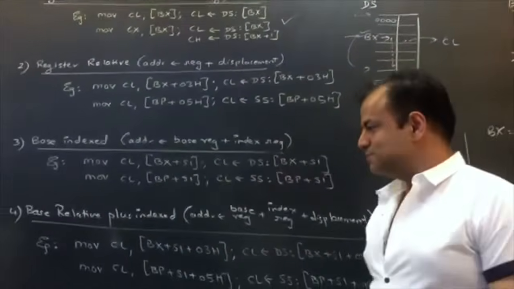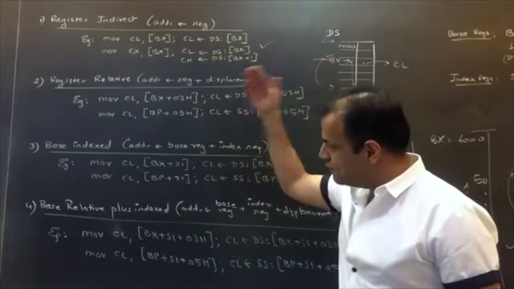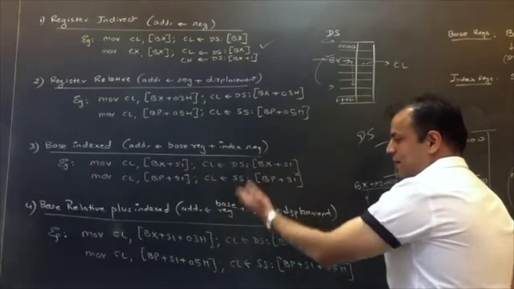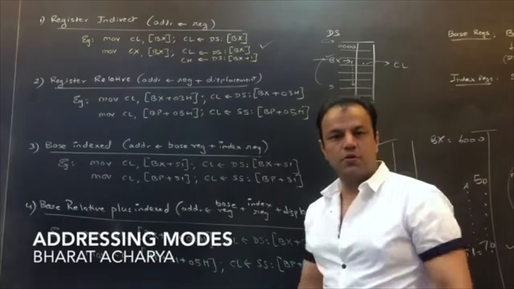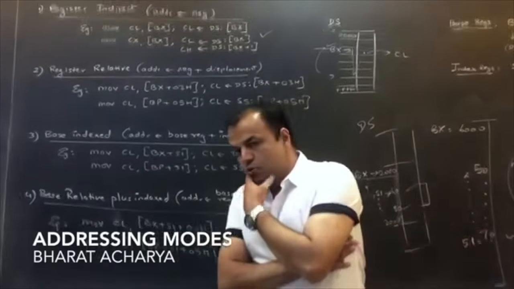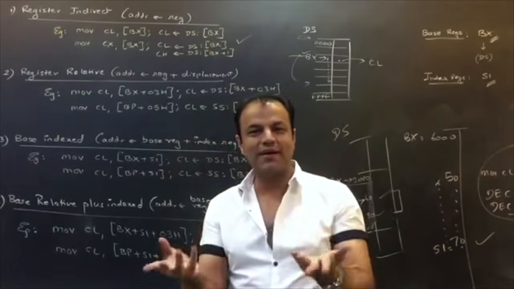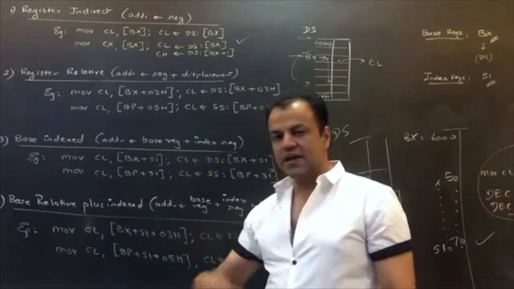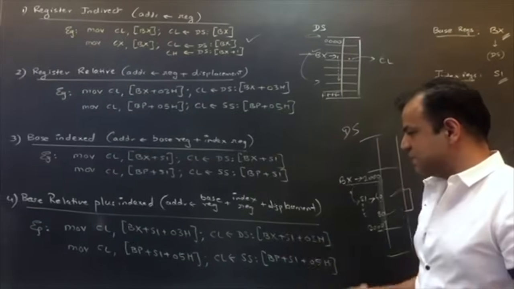The last one, come on: base relative plus index. That means it's a mixture of everything that we have learned. The address will be given by a base register plus an index register plus a displacement. By now I'm sure you've got this in your system. Move CL comma square bracket BX plus SI plus 3. People who don't know all this look at such a big instruction and get scared. It's so easy. Anything given within brackets is an address. BX plus SI plus 3, do the total, that acts as an address. CL gets the data from the address. So CL will get the data from the data segment, offset address given by BX plus SI plus 3.